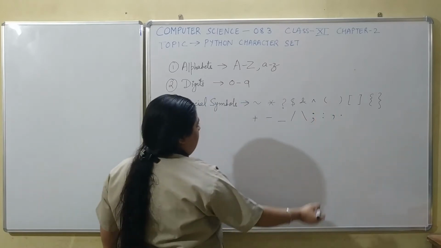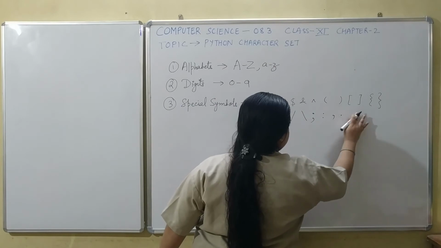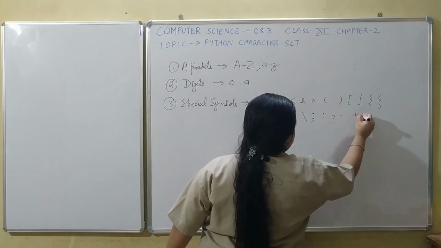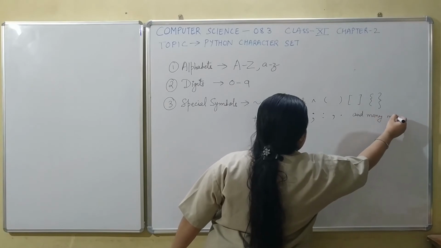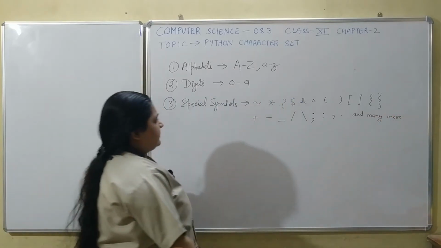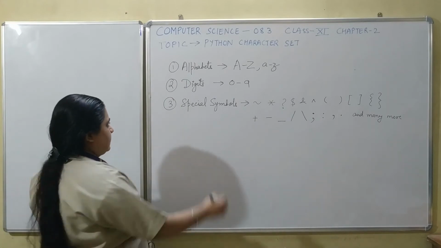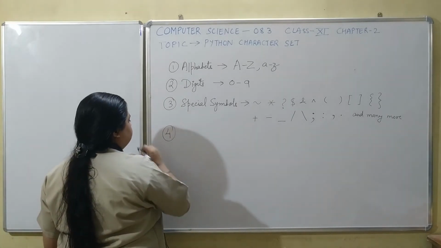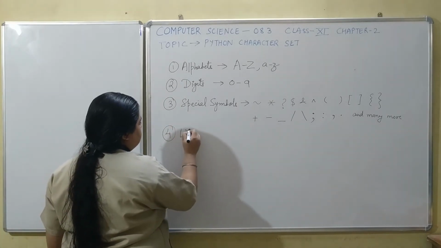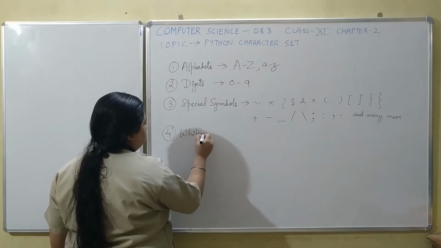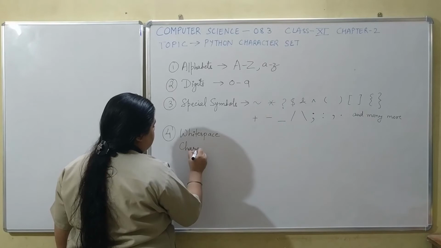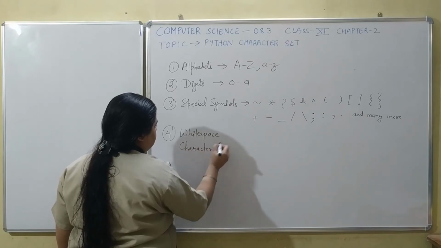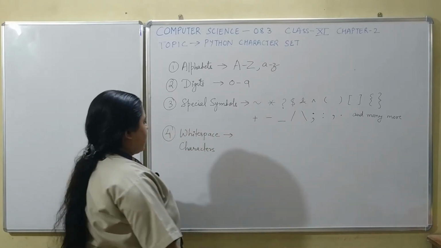So these all are, and many more. You have many such special symbols. Then you have some white space characters. What are the white space characters?